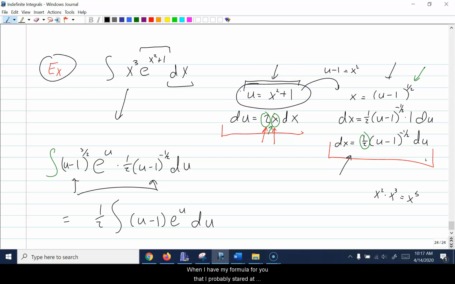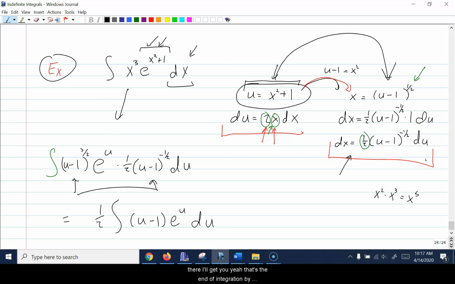When I have my formula for u, that I probably stared at the problem and said, this is what I want u to be, I can often turn that into an x formula that makes performing the substitution smoother or easier or possible at all. Sometimes it's just too hard to do it the other way, but solving for x makes it easier, because I can just plug in for all the x's. I didn't have to use u equals x squared plus 1 here. I could have plugged in u minus 1 to the 1/2. It would have ended up as u after some cancellation.